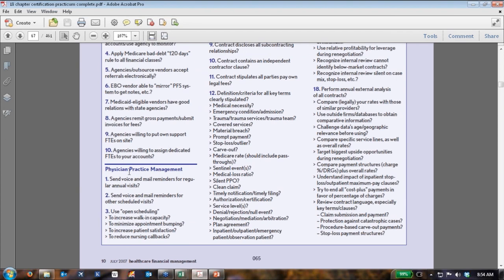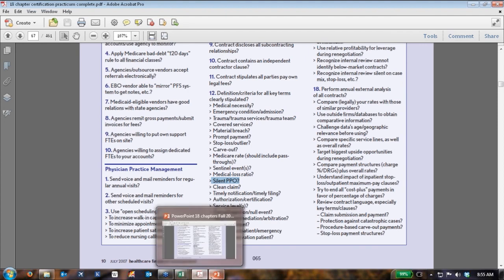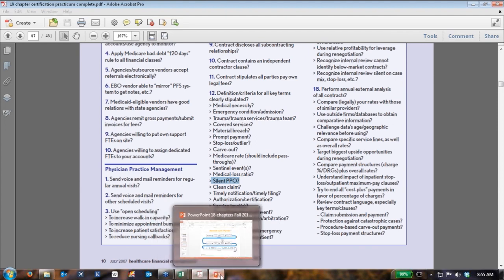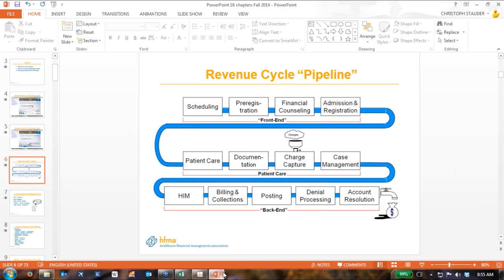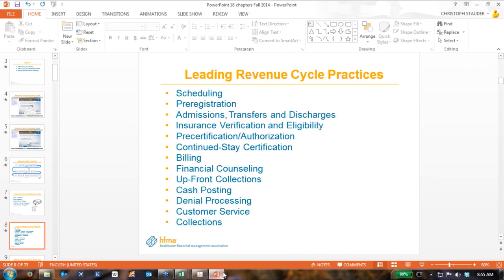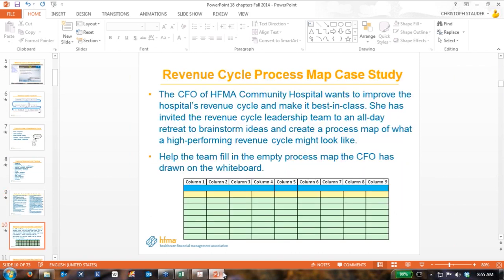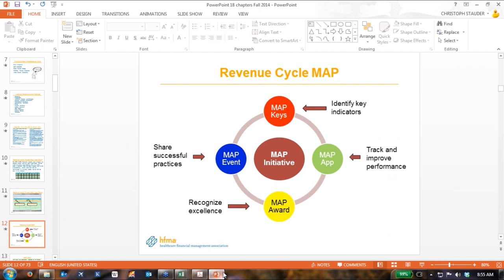Now, physician practice management is in here also, including what you do about silent PPOs. We'll come back to silent PPOs next week in our last webinar. So that's what he has put together for you here, and I'm just passing on this knowledge to you. Then what I want to talk to you about is what has since happened in the industry.